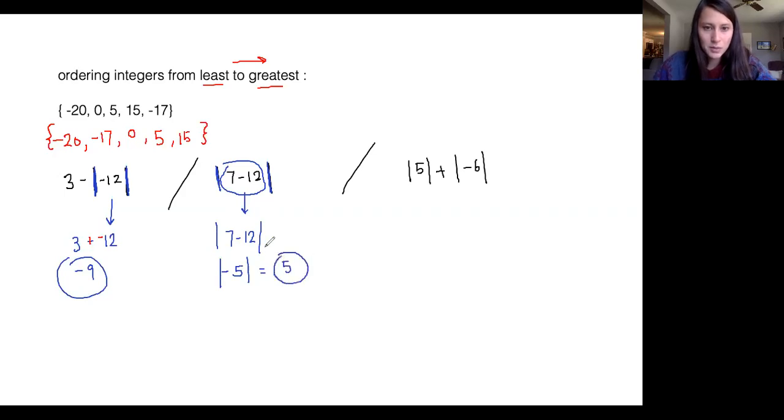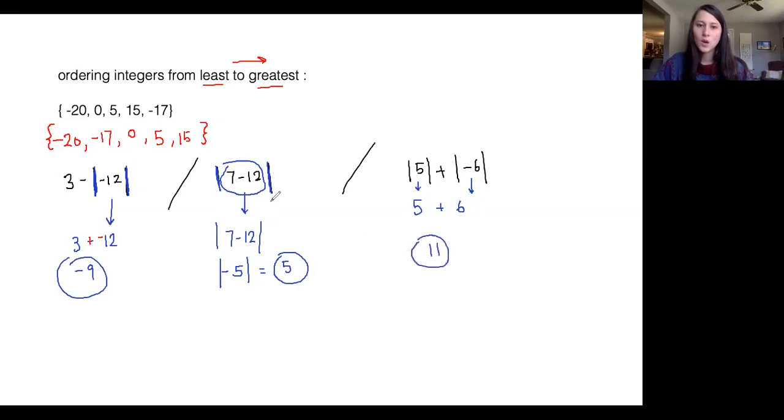So this answer would be positive 5 here. Okay, then we have a third example. We've got 5 in absolute value and negative 6 in absolute value. So when I bring that as the number of what the value is of that number in absolute value, well, it's 5 and positive 6. So I would add those together. 5 plus positive 6 is 11.